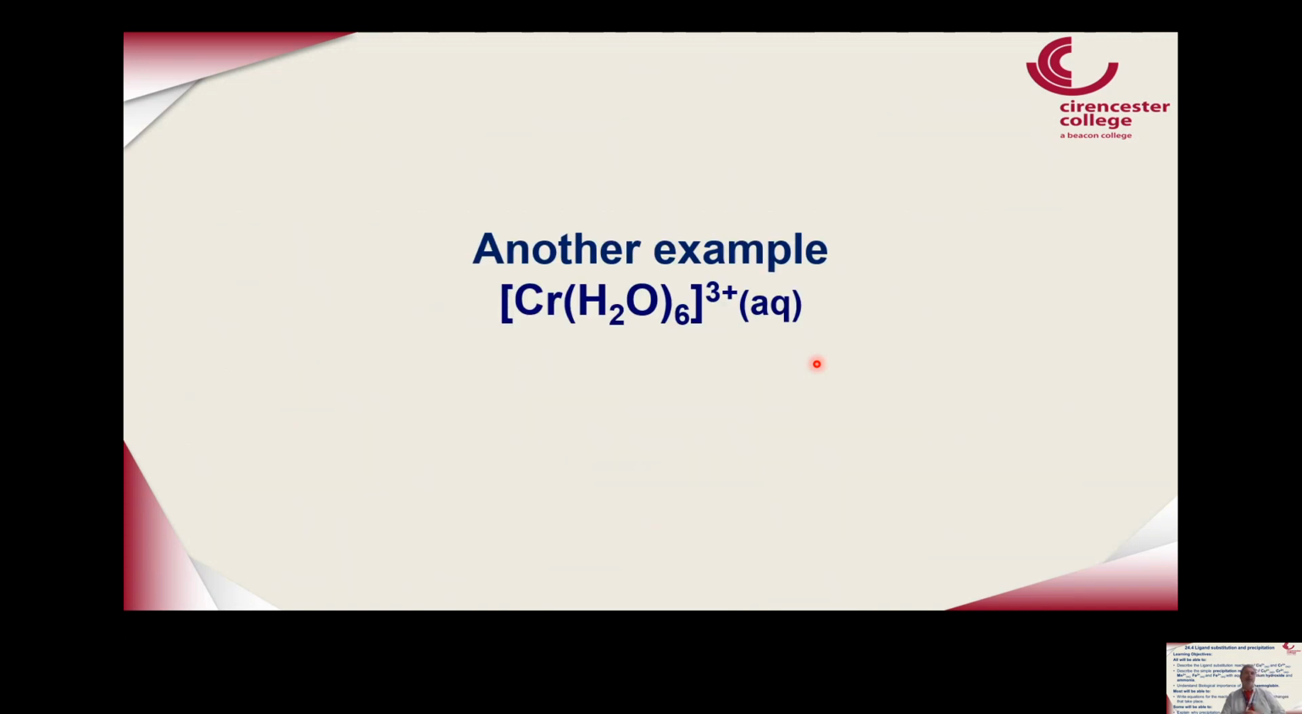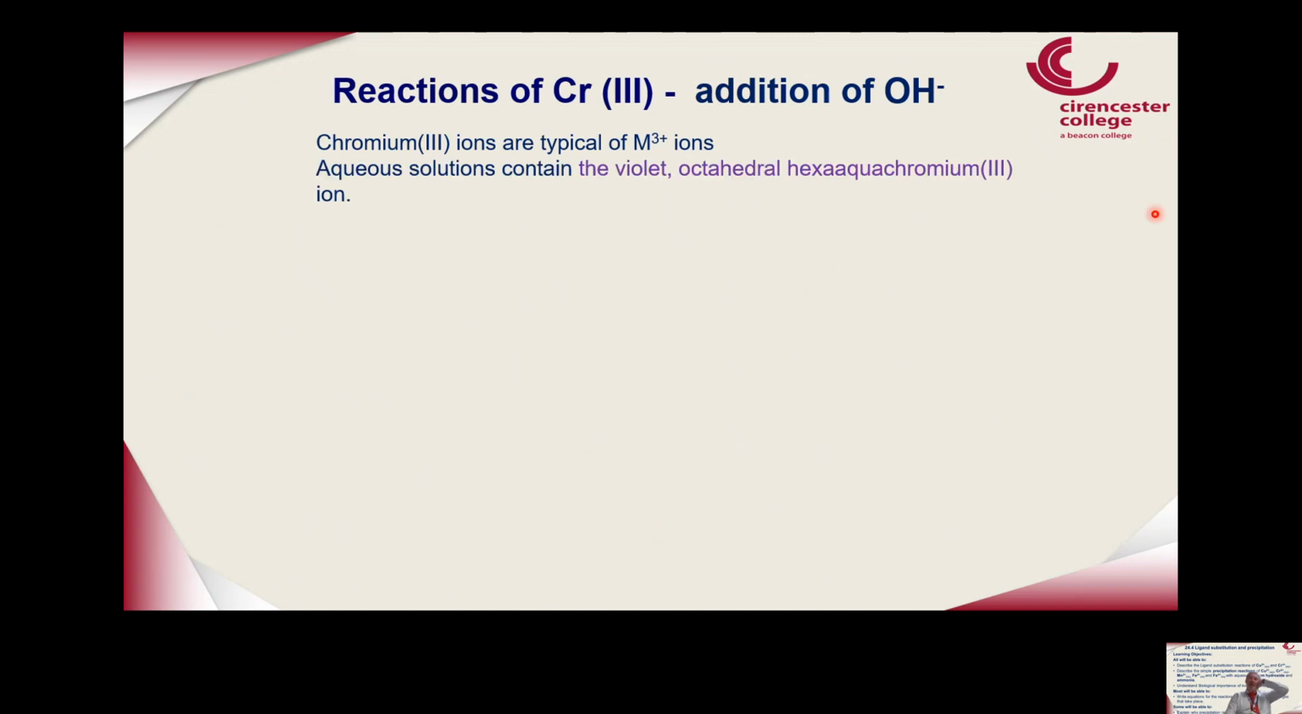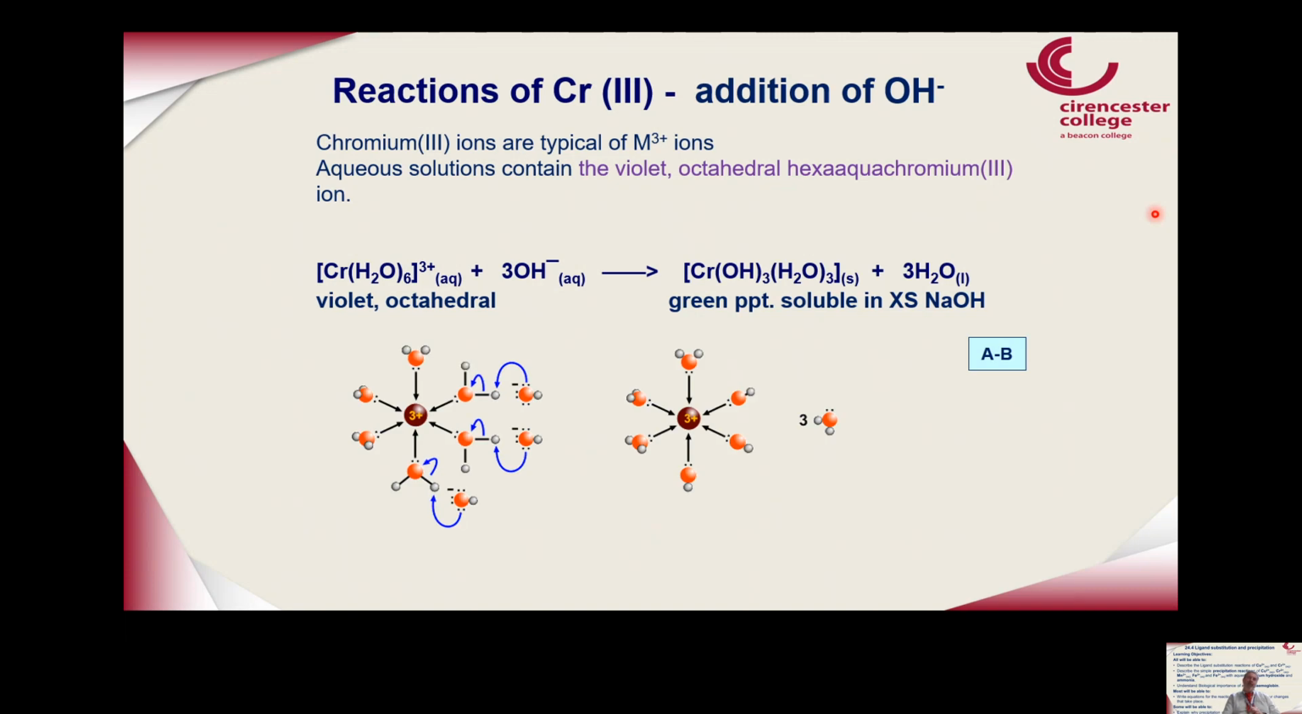Right, so now we're going to have a look at the reactions of hexaaqua chromium 3+. Chromium ions are typically M3+, the most common ion for them. So aqueous solutions will contain the violet octahedral hexaaquachromium 3+, which is on the left. And if we add hydroxide to this, we'll get a green precipitate, which is soluble if we add excess sodium hydroxide.